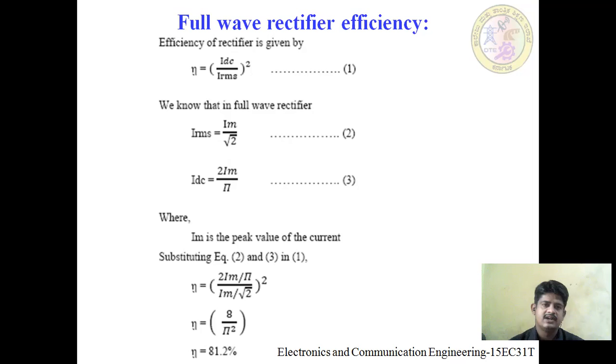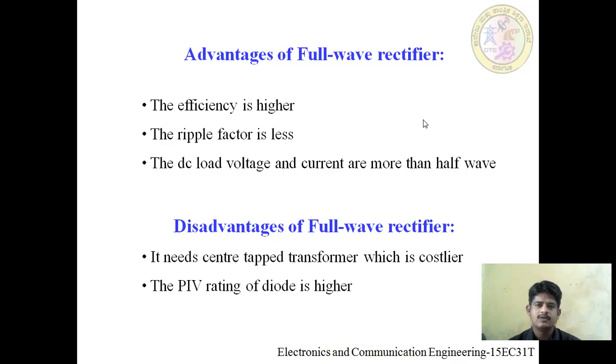Okay, now we will understand. We have seen the ripple factor of the full wave rectifier and the efficiency of a full wave rectifier. Now we will understand the advantages and disadvantages of the full wave rectifier. First we are going to discuss the advantages of the full wave rectifier, then we will discuss the disadvantages.